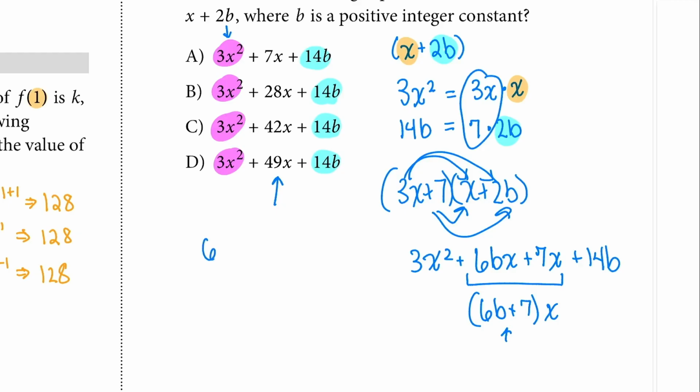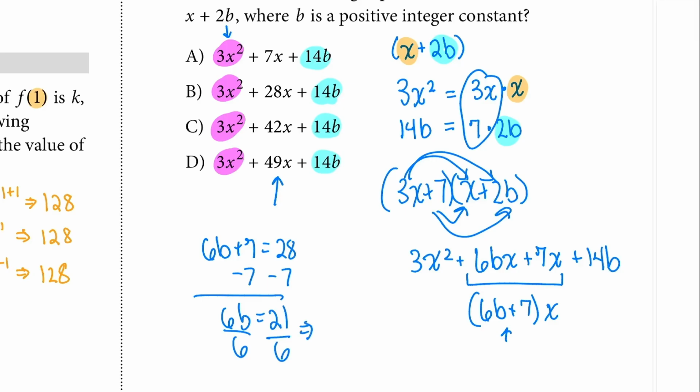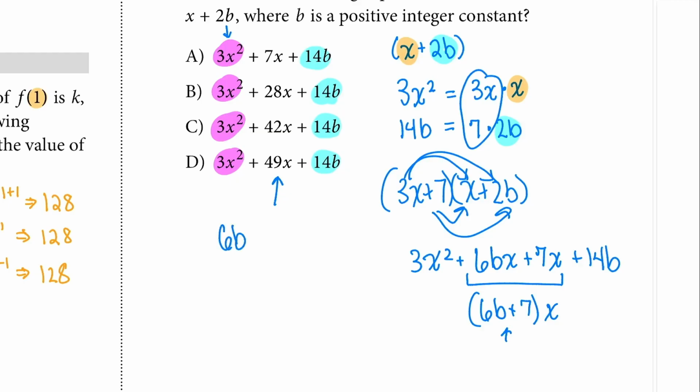Now let's try 28. 6b plus 7 equals 28. If we subtract 7 from both sides, 6b equals 21. When we divide this, that's also not a positive even integer. Okay, now let's try 42. That's also not a positive even integer. So by process of elimination, we're going to have to pick D, but let's just check.